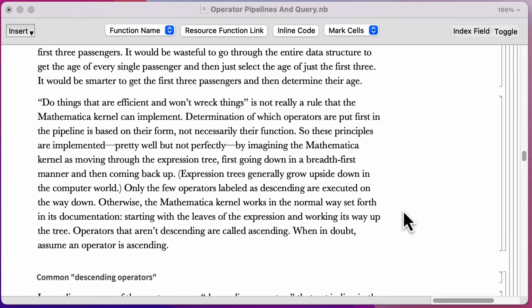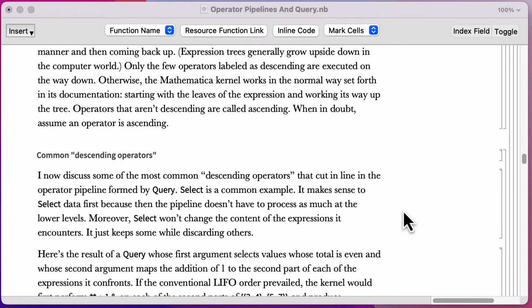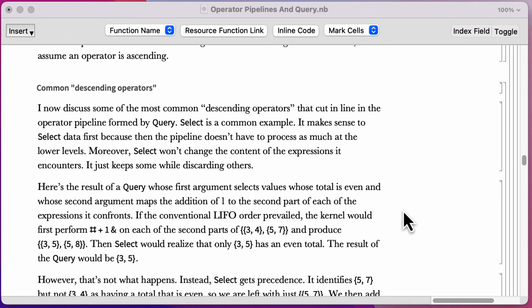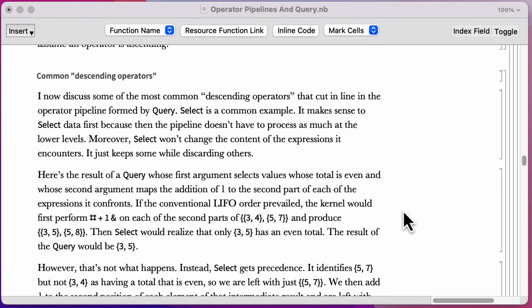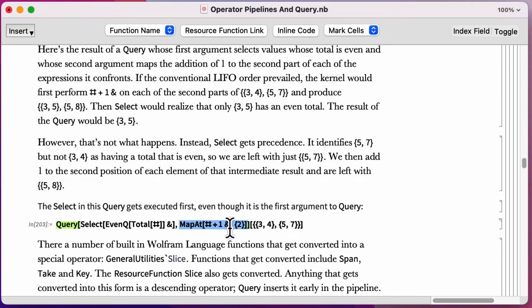When in doubt, assume that an operator is ascending, and if it's ascending, that means it's going to be in the ordinary order. All right, I know that's hard to understand in the abstract, so let's talk about a descending operator, and maybe one of the most obvious is select. So let's look at a query here. You can see there are 2 arguments. The first is a select, and the second is a map-at.